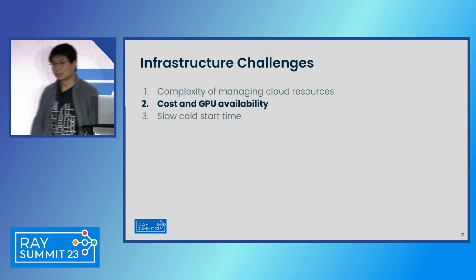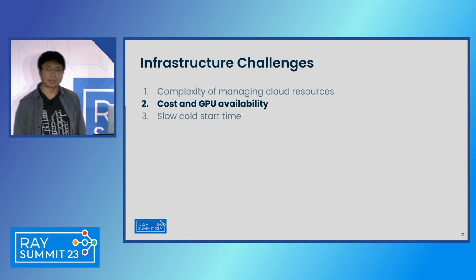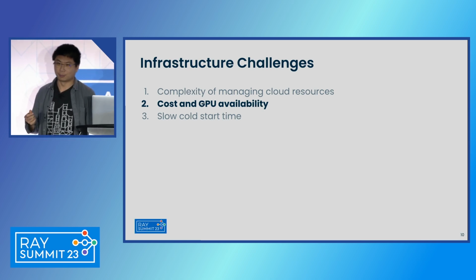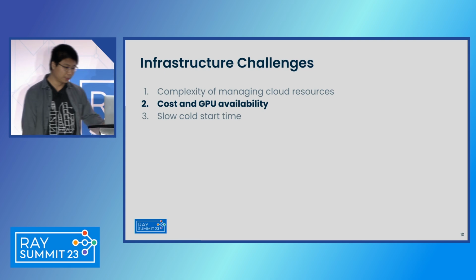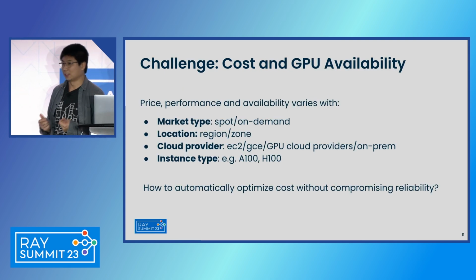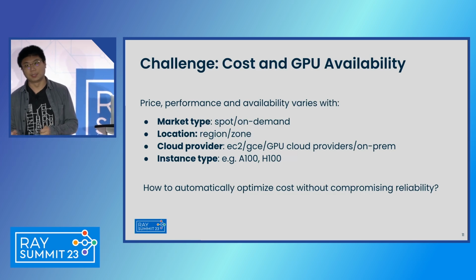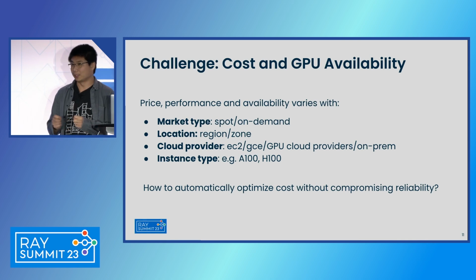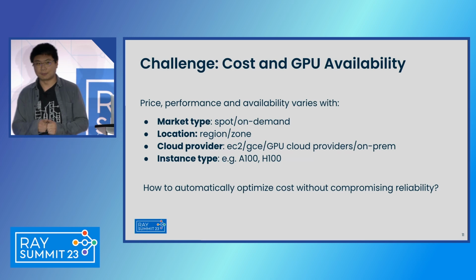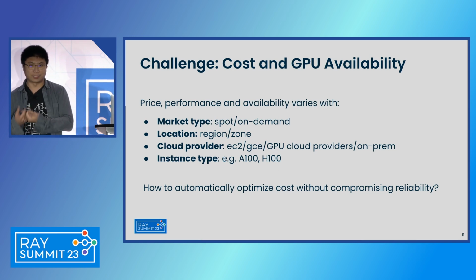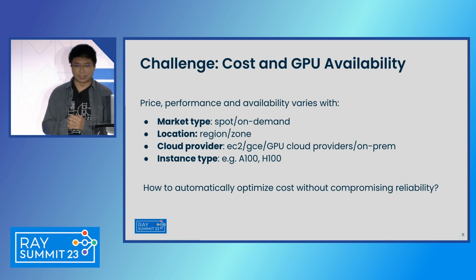Thanks, Alan. So next, let's focus on how Anyscale brings the intelligence for you about cost and GPU availability. There are multiple dimensions for cost and availability. The first one is the market type, whether this instance is spot or on demand. The second is the location, like which region or which zone. The third is the cloud provider. Is that from EC2, GCE, or actually you have your on-prem machines, for example, on Lambda Lab or Kobe. And the last one is instance type, whether it's A100 or H100.